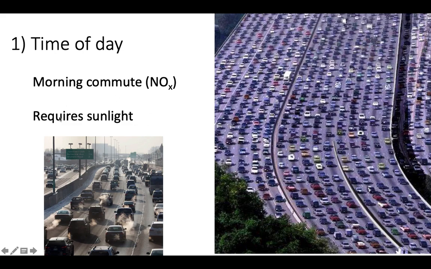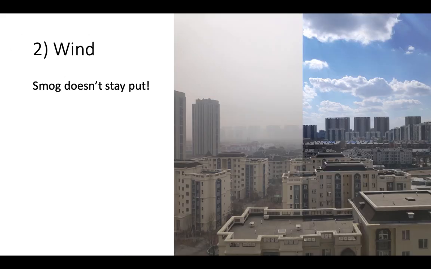But smog also requires sunlight to form. So as the sun starts to rise and the solar intensity increases, smog formation is going to increase as well. So as NOx starts to build up over the course of the morning and the sunlight gets brighter, smog formation starts to peak in the mid-afternoon because of that. And we'll go over that in class with some graphs.